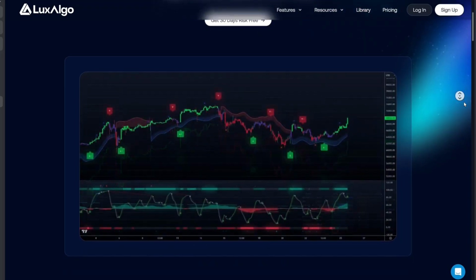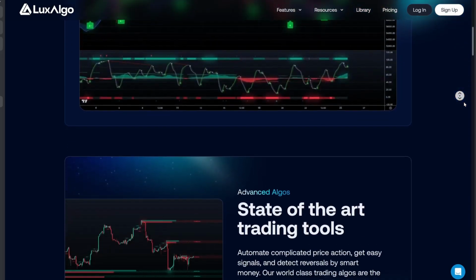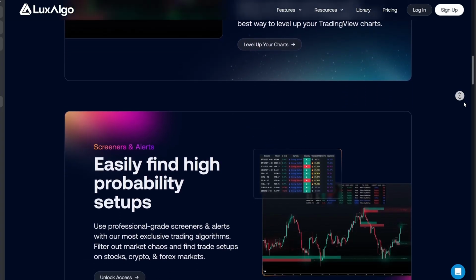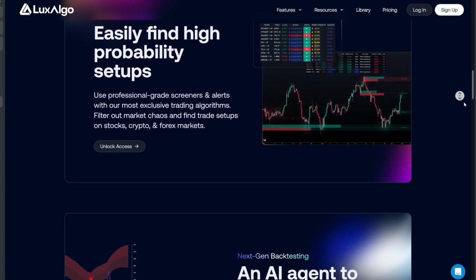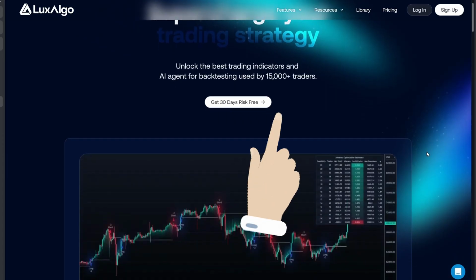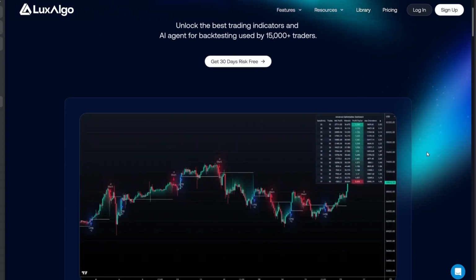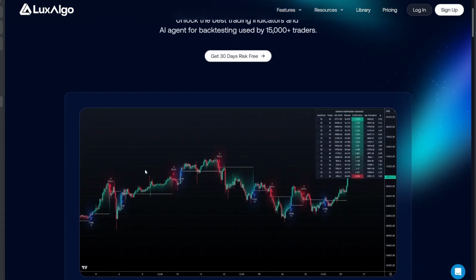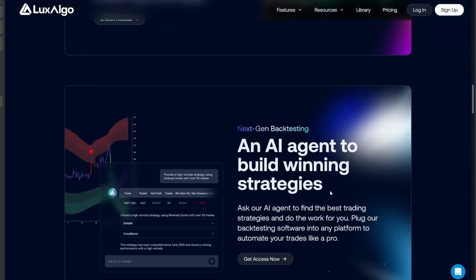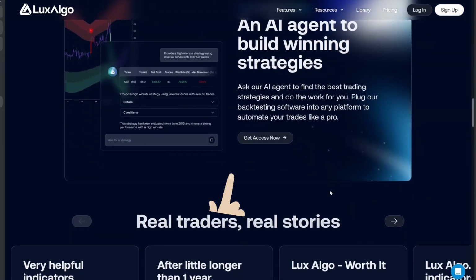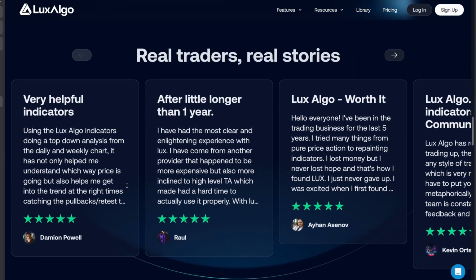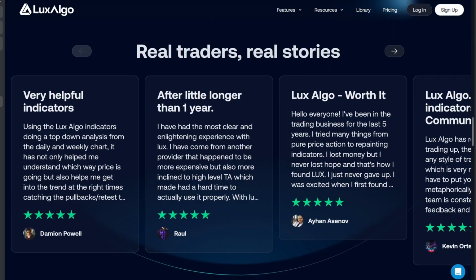First, LuxAlgo. One of the most well-known premium indicators, it's recognized for its clear buy and sell signals, trend dashboards, and automatic support and resistance levels. It's perfect for swing and intraday traders who value clarity over complexity. With live volatility bands, trend strength meters, and minimal setup, LuxAlgo helps you stay in trades longer and avoid false moves. Plus, it comes with a large user community, sleek dashboard, and active Discord support.